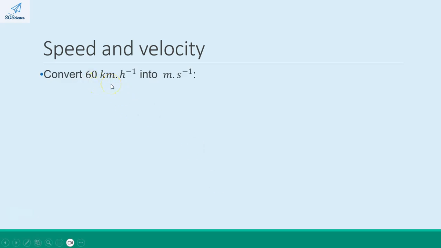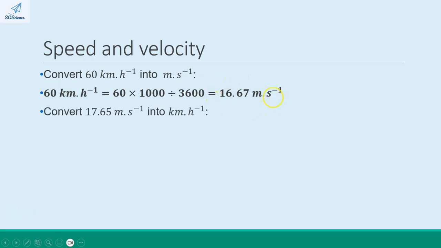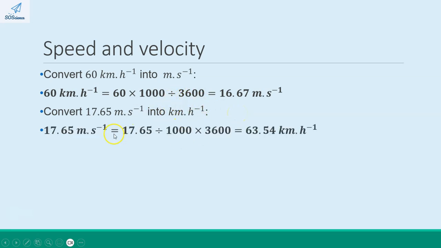So let's convert 60 kilometers per hour into meters per second. So I've used my shortcut method here. Because I'm converting from kilometers per hour to meters per second, I multiply by 1,000 and divide by 3,600, and that gives me an answer of 16.67 meters per second. And to convert 17.65 meters per second into kilometers per hour, again, I use my shortcut method, and I take my value in meters per second, I divide by 1,000 and multiply by 3,600, and that gives me an answer of 63.54 kilometers per hour.